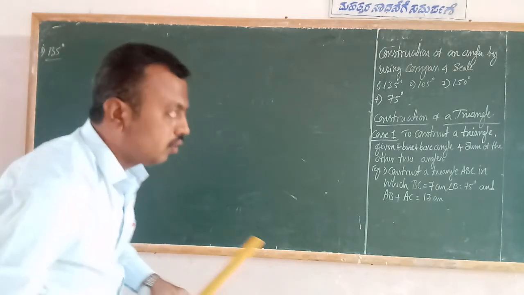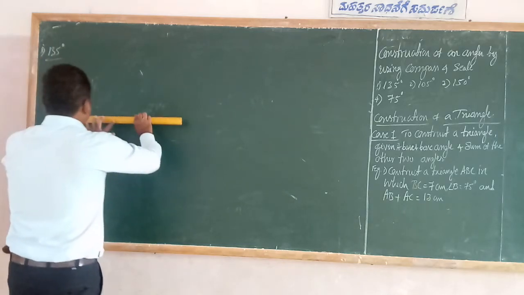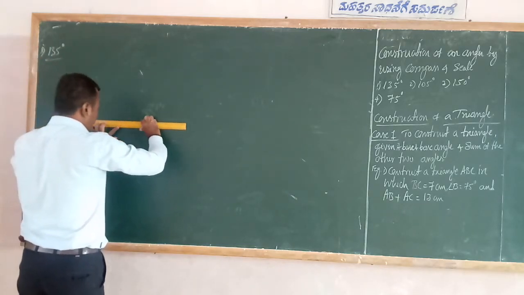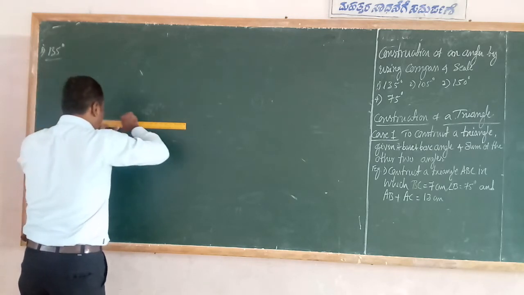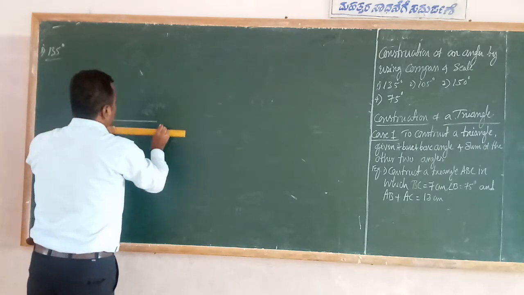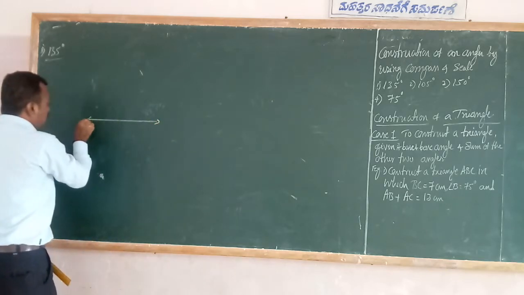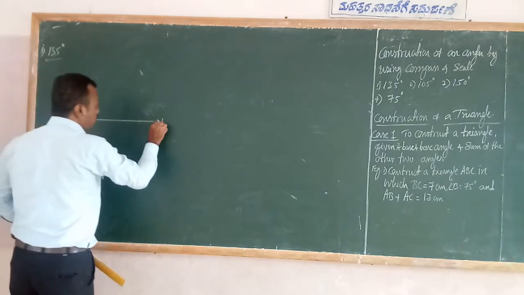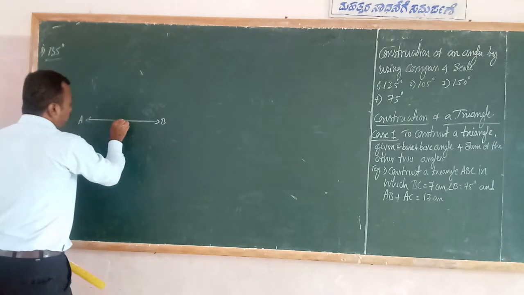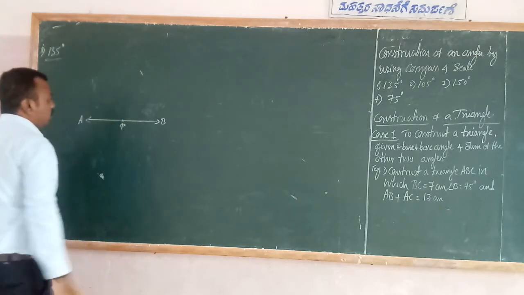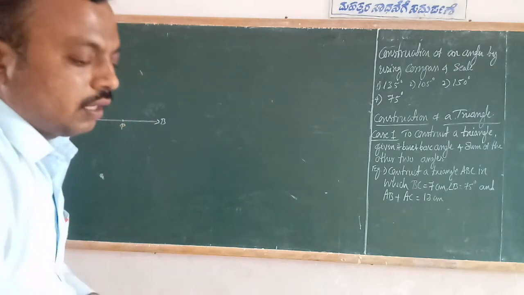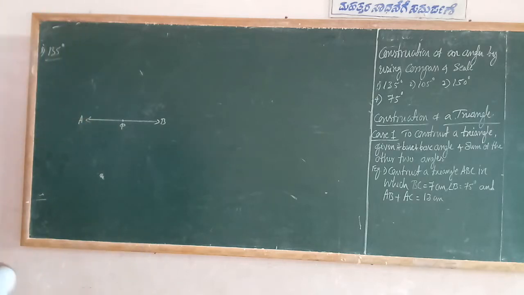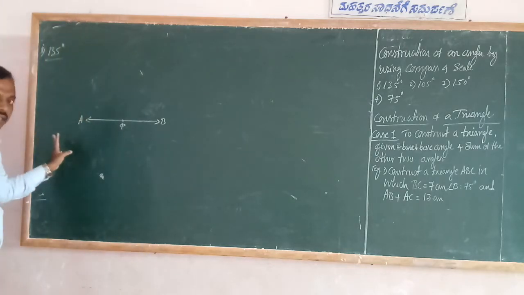First we have to draw one line segment. Okay, so this is A and this is B, and mark a point on AB, that is P. Next students, take the compass and first we have to construct 90 degree.